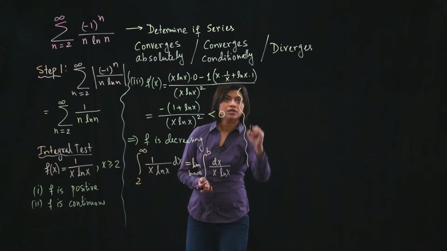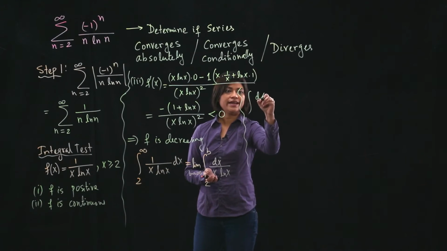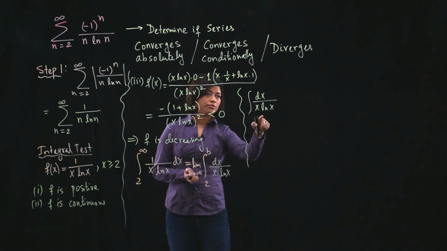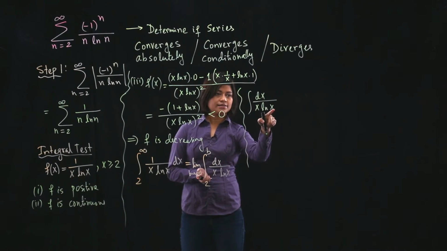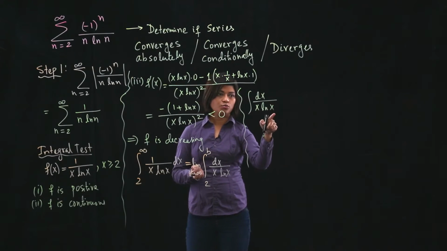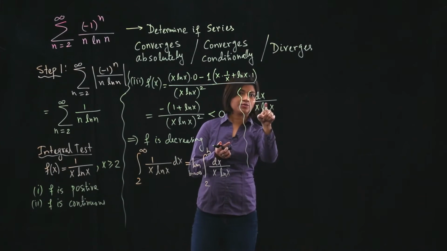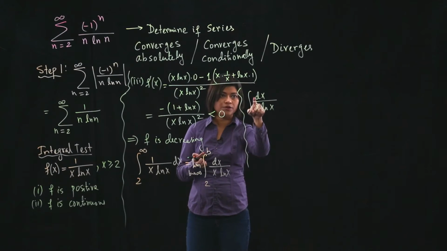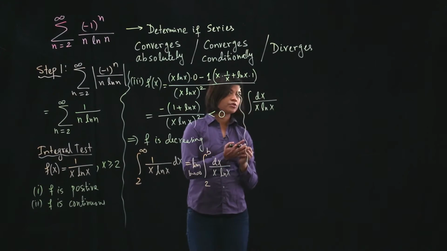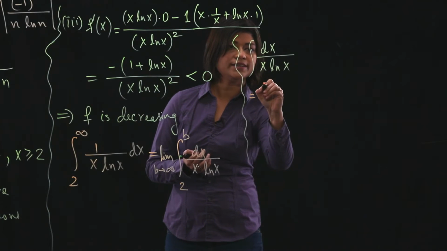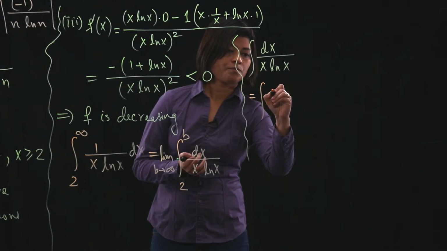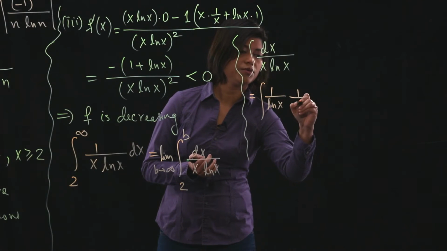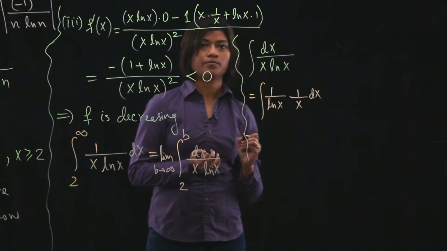So let's think, how do we integrate dx over x ln of x? Now, you realize that a simple u substitution will suffice, right? Because we have natural log of x. If you take that as your u, the derivative is 1 over x, which is also present here. So we can rewrite this function as 1 over ln of x times 1 over x dx.